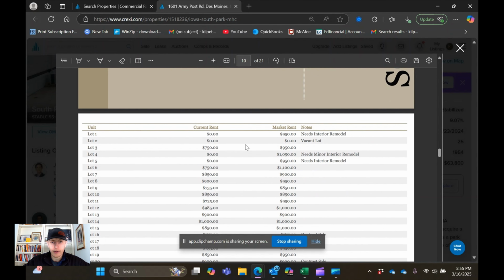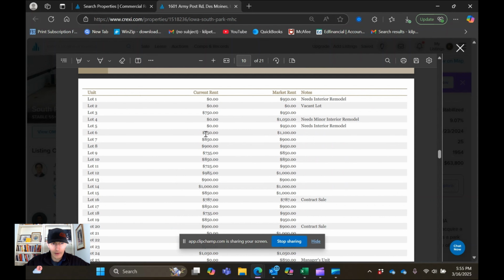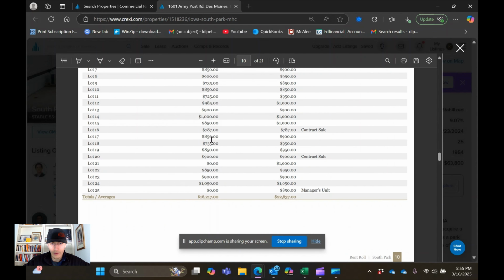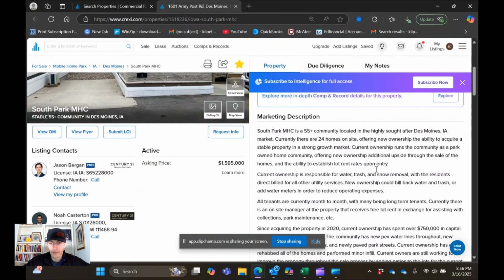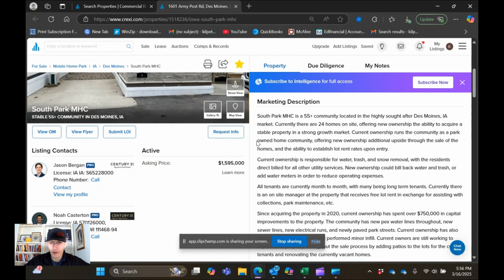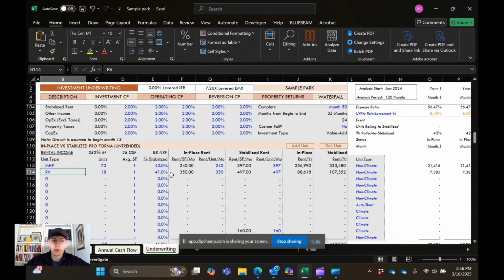So yeah, we'll go down here and we'll look at, are these all park-owned homes? Let's see here, 55 plus, 24 homes on site. Park-owned home community. They're all park-owned homes. So for here, what we can do, we'll segregate this out. And I don't know how much lot rent would be.